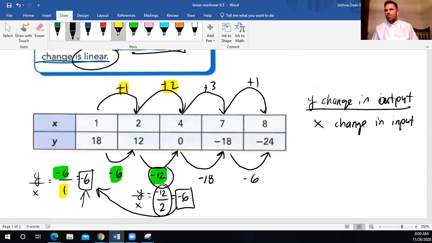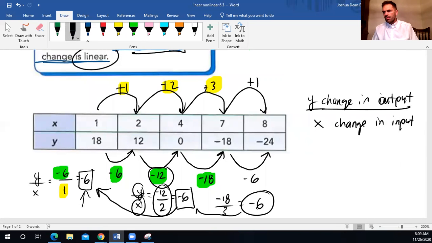All right, let's check the next one. I have 3 and I have negative 18, because again, we want to do y divided by x, negative 18 over 3. That gives me a negative 6 again. Last one. So now they've all been constant. This is a constant rate of change. For every x so far, when x goes 1, y goes negative 6.